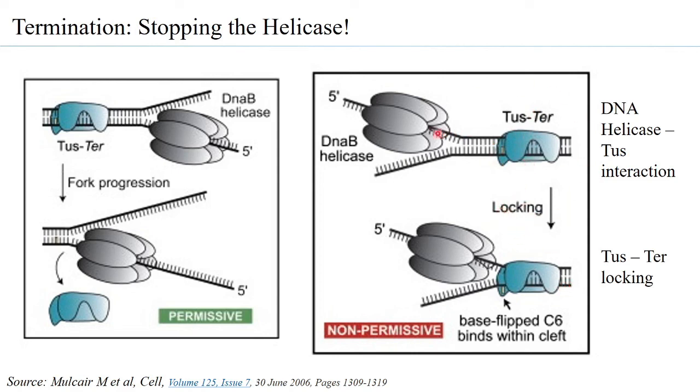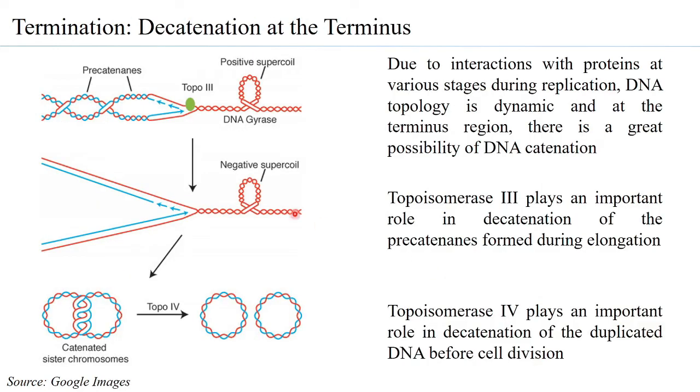Now, after the replication fork has stopped and the DNA B dissociates, you would definitely have the DNA pol 1 coming and completing the replication because you have gaps present at the terminus region. So all that happens. And what is left eventually is the catenated DNA after termination.